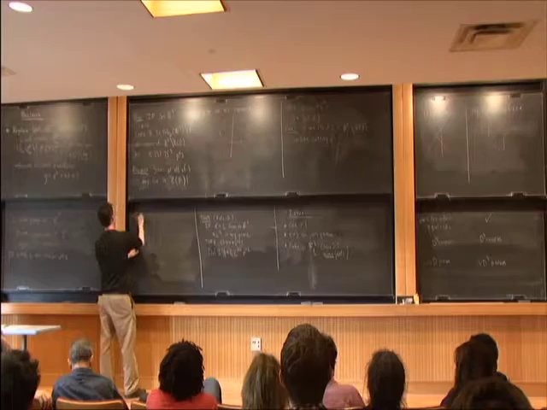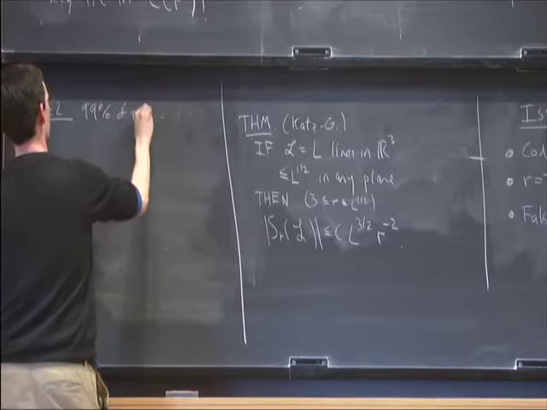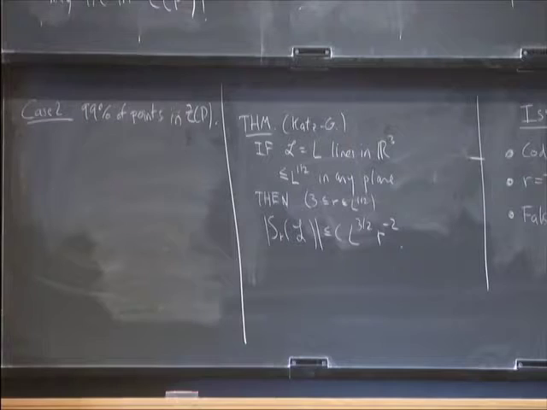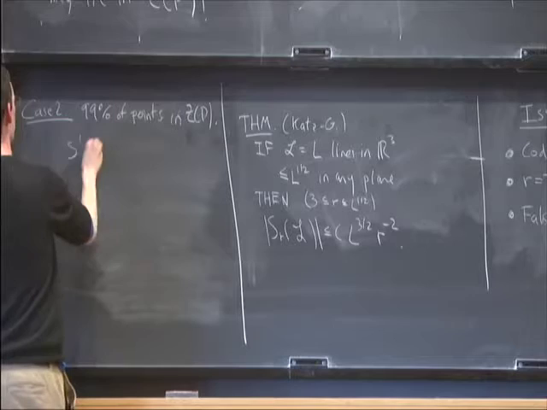So case two, 99% of the points are in Z of P. OK. I only have time to say a little bit about this case. Let's give those points a name. S prime is S intersected with Z of P.